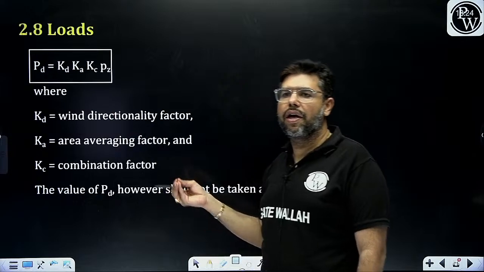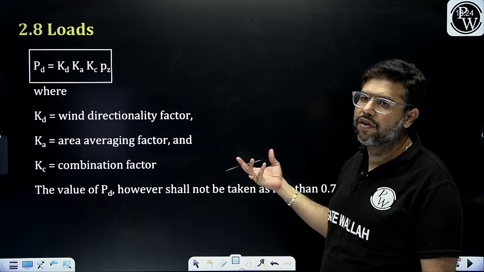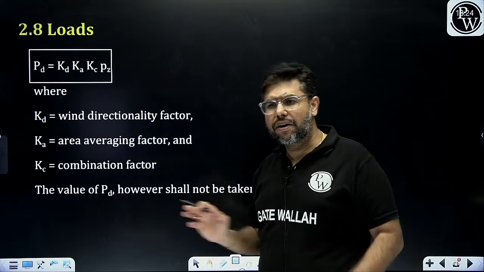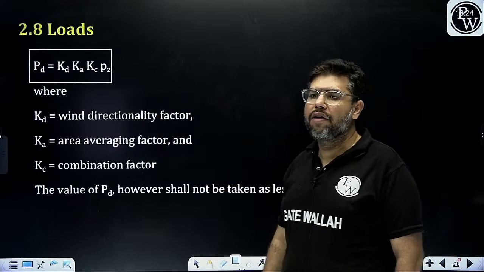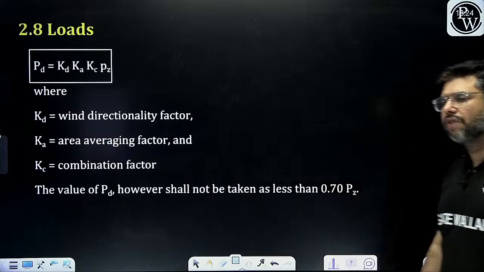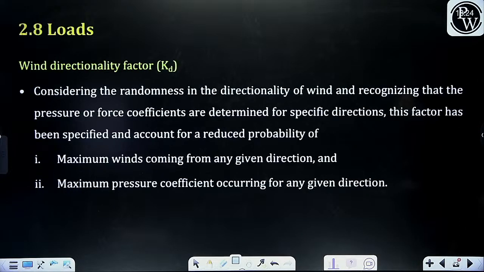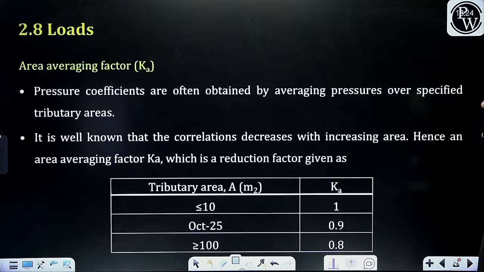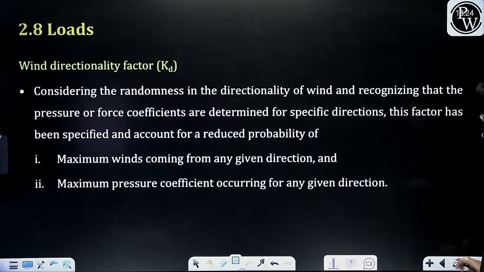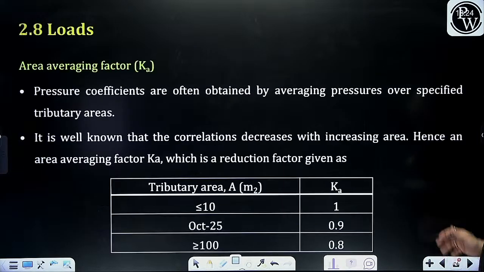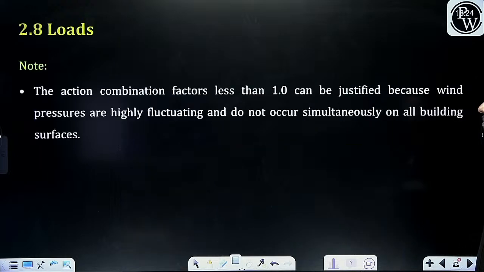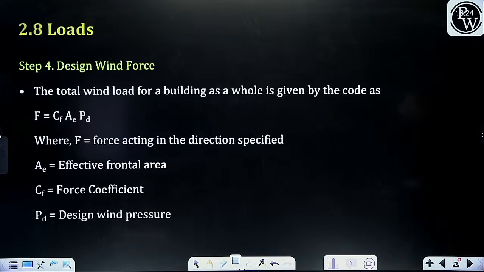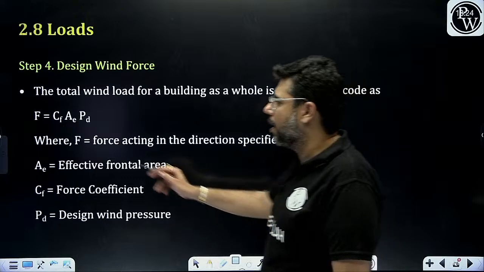Kd, Ka, Kc are the wind directionality factor, area averaging factor and combination factor. Again, these factors will be given to you in the exam. You should just know where to use them. Once you get the design wind pressure, you can calculate the design wind load just by multiplying it by area. These Kd, Ka, Kc will be calculated like this, but you do not have to remember them, everything will be given to you in the exam, because without the code you can't calculate these factors. Lastly, once you know the wind pressure, the wind load can be calculated like this.